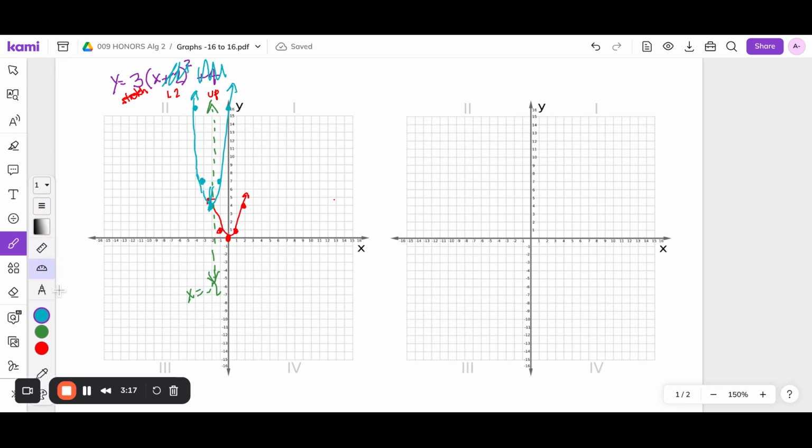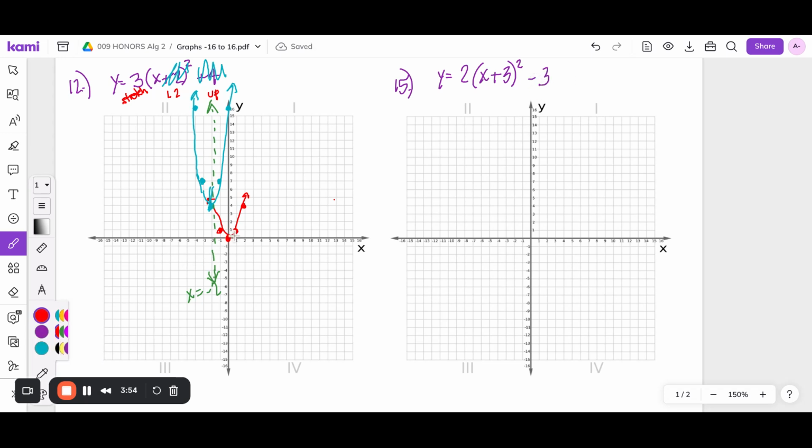Now, if we want to look at another problem, let me pick another one up quick. Let's look at number 15. This one was number 12. This is 15. Okay, the function is y equals 2 times quantity x plus 3 squared minus 3.